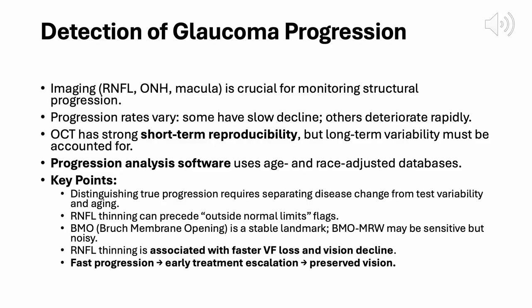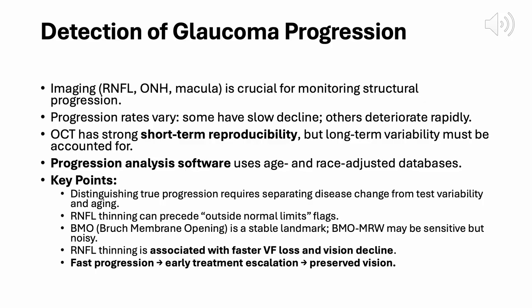Some experience slow structural loss over years, while others show rapid deterioration that requires prompt intervention. OCT is particularly useful here due to its excellent short-term reproducibility, but it's essential to account for long-term variability, which can be influenced by test conditions, aging, or measurement noise. To aid in this process, many devices incorporate progression analysis software, which uses age and race-adjusted normative databases to detect statistically significant change over time.